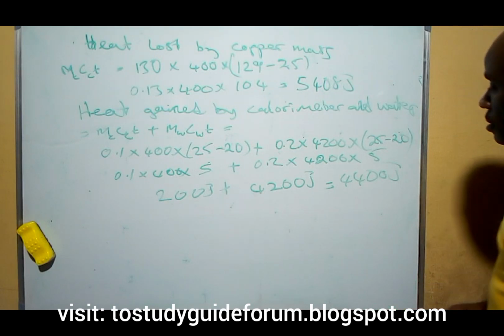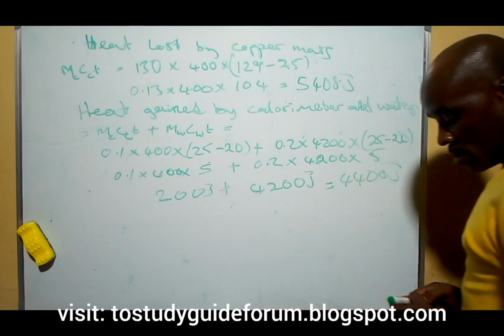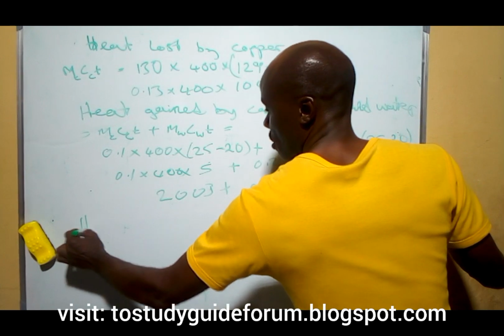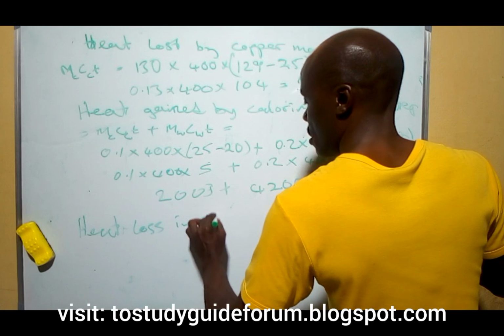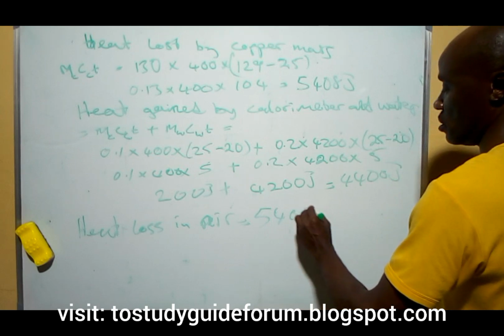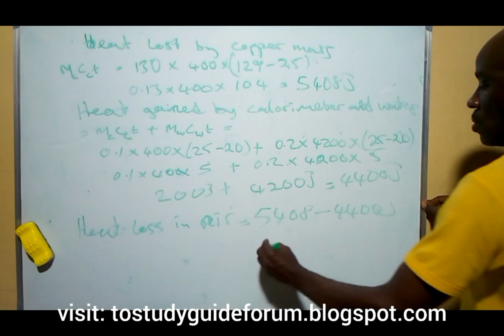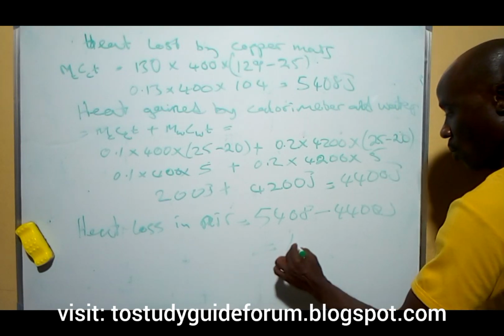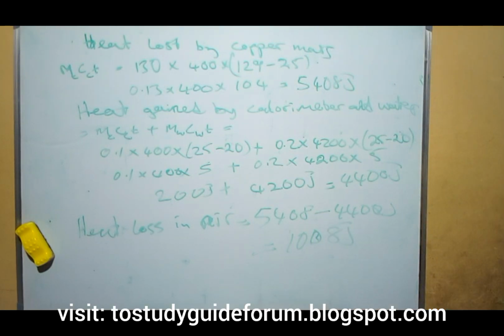So the heat loss in air will be equal to 5408 joules minus 4400 joules. That will give us 1008 joules. Now the question said that we should calculate the rate of heat loss in half a minute.